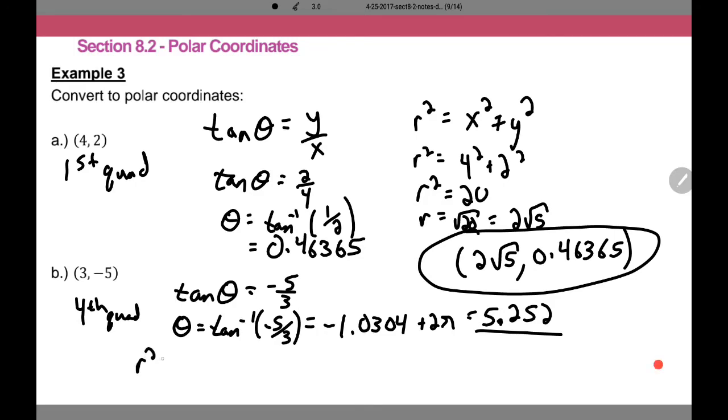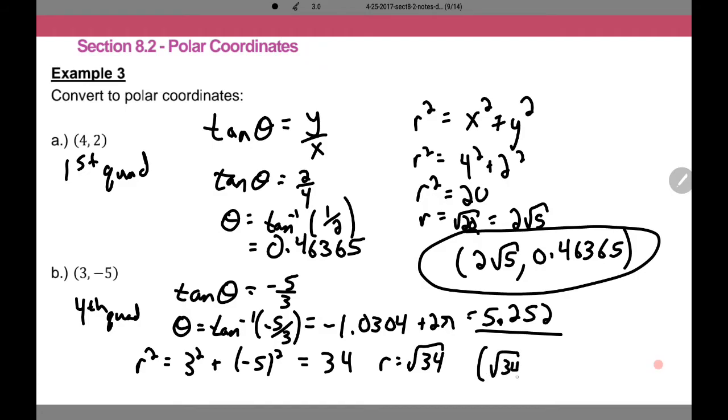And then r squared is going to equal 3 squared plus negative 5 squared. So that's 9 plus 25, which is 34. And the radius is equal to the square root of 34. So our final answer is square root of 34, comma, 5.252 as a polar coordinate.